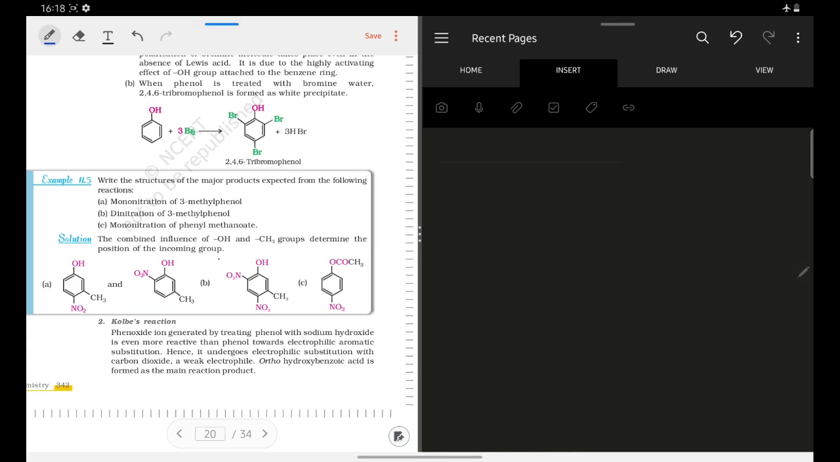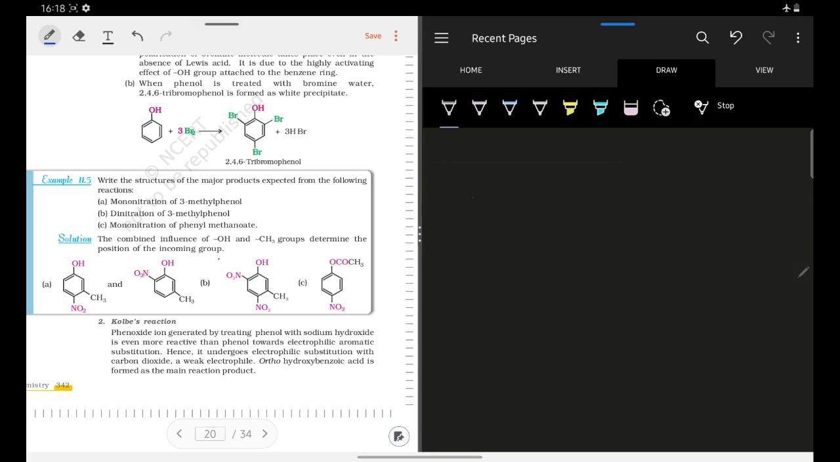Write the structures of major products expected from the following reactions: mononitration of 3-methylphenol. So what is 3-methylphenol? First let us try to draw 3-methylphenol. 3-methylphenol is this. They have taken phenol as the main compound, and then on the third position they have added the CH3 unit. And now what we have to do is mononitration.